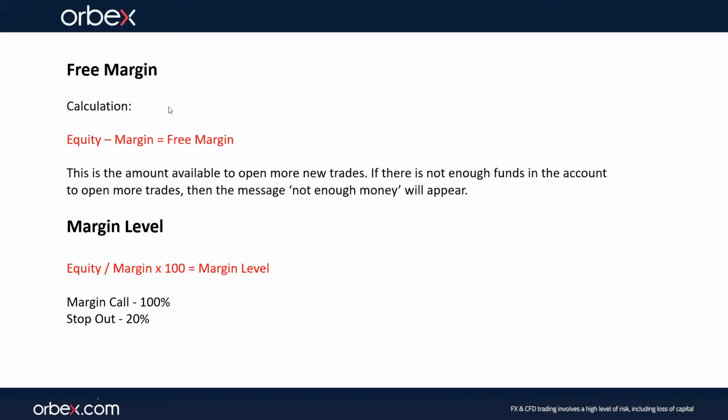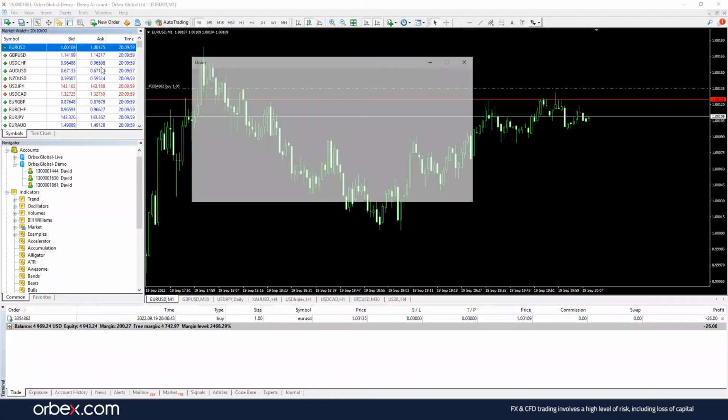So moving on, we've got free margin and margin level. The calculation for free margin is your equity minus the margin equals the free margin. So this is the amount available to open more new trades. If there's not enough free funds in the account to open more trades, then the message "not enough money" will appear. So let me open a huge trade that I know I won't have enough money for.